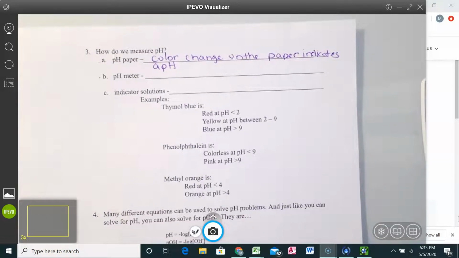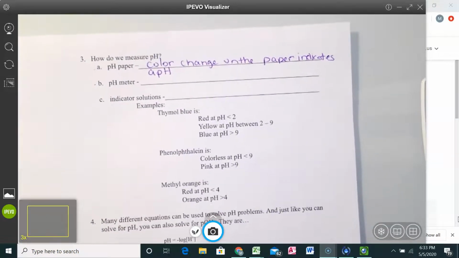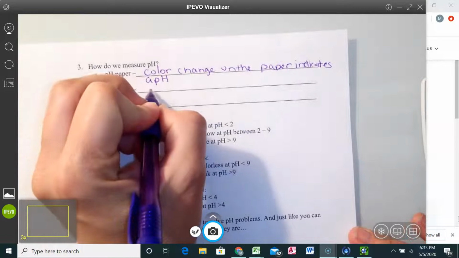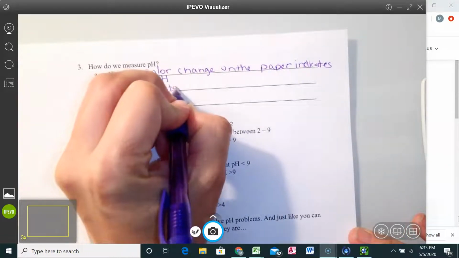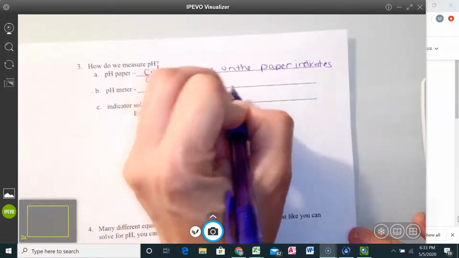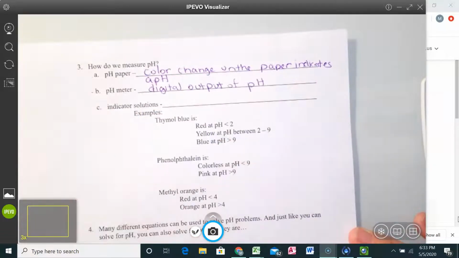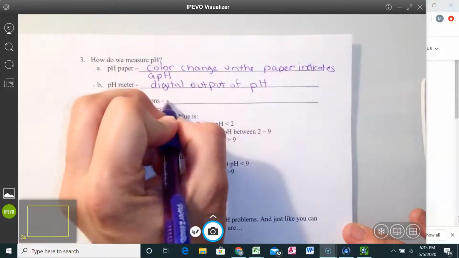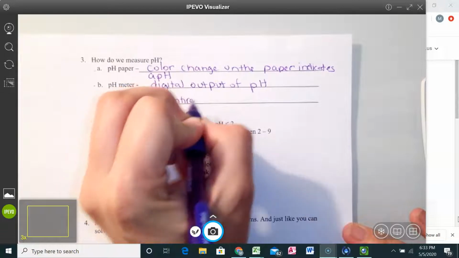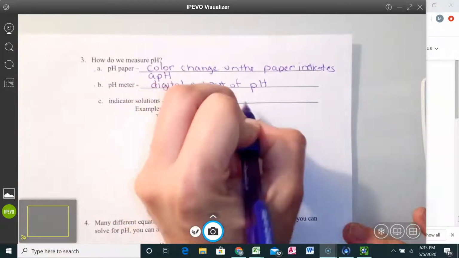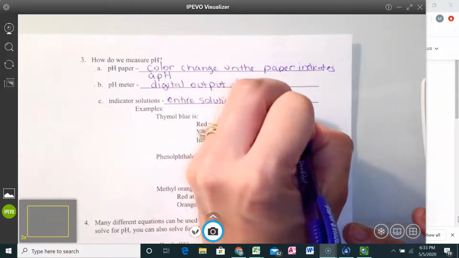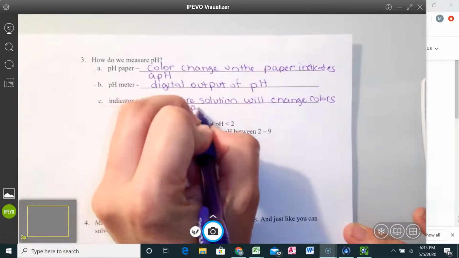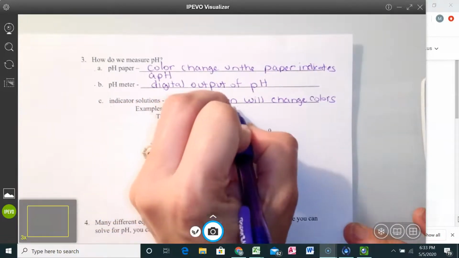So pH can be really interesting for biological reasons and also just for general chemistry reasons. A pH meter does a lot of the work for us. It's just a digital output of the pH reading. And then indicator solutions, that's what I had fun with in class. With these, the entire solution will change colors depending on pH. This is my most favorite.